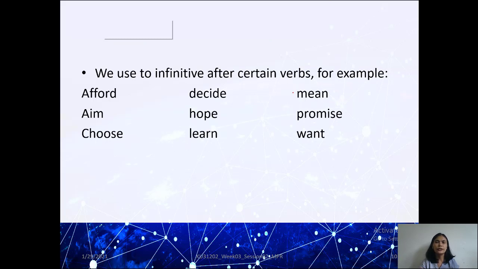Now, for to infinitive, we also use it for certain verbs. For example, avoid, aim, choose, decide, hope, learn, mean, promise, and want. So after these words, for example, I decide to see you, or I want to go. This project aims to prove something. Okay, so after all of these verbs, it needs to be followed by to infinitive.